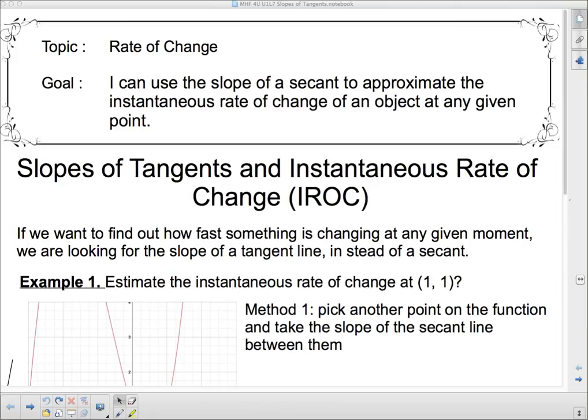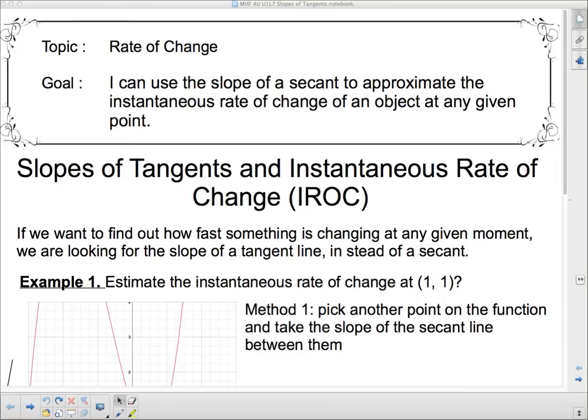Our topic today is rate of change, and our goal is: I can use the slope of a secant to approximate the instantaneous rate of change of an object at any given point. So in the last lesson, we found average rate of change using the slope of a secant. Instantaneous rate of change is what's going on right now.